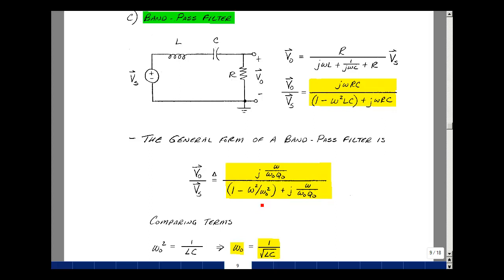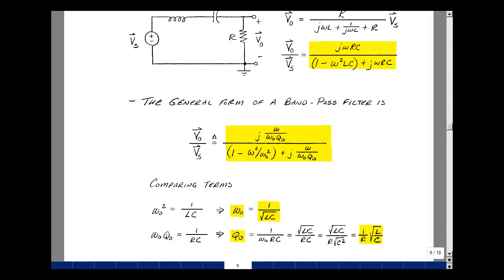Here's omega naught squared. If I write this as 1 over LC, then omega naught squared is 1 over LC, and omega naught is 1 over the square root of LC. Then take a look at this term here. I've got omega and omega, then I've got RC, and I've got 1 over omega naught Q naught. So omega naught Q naught is 1 over RC, and now I can solve for Q naught.